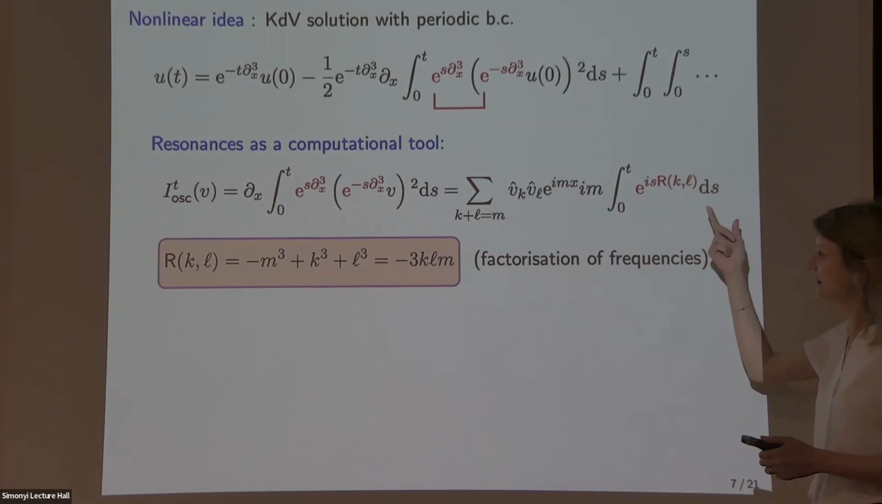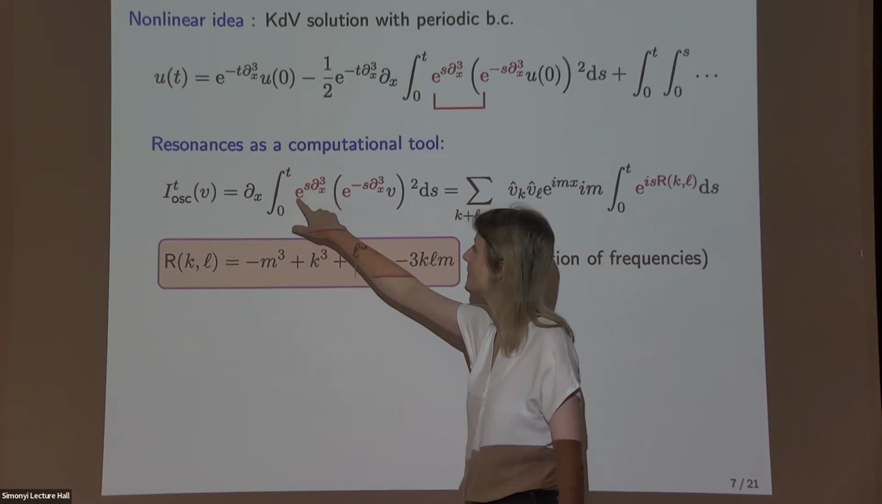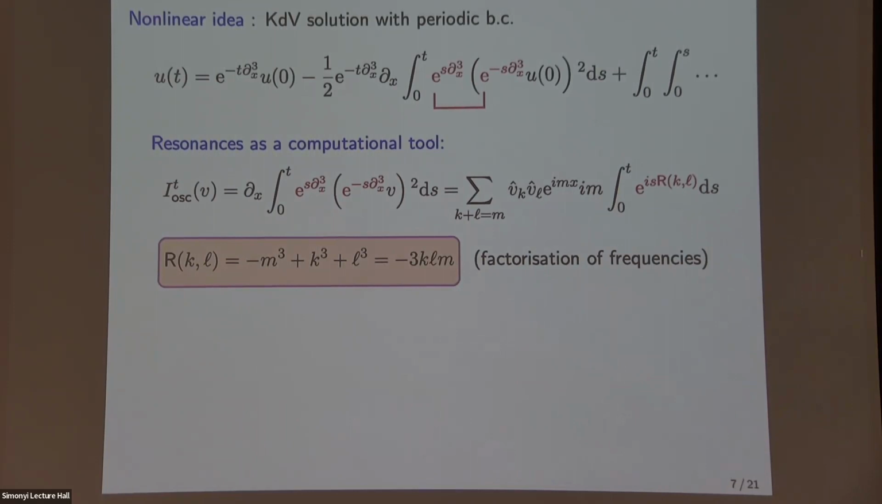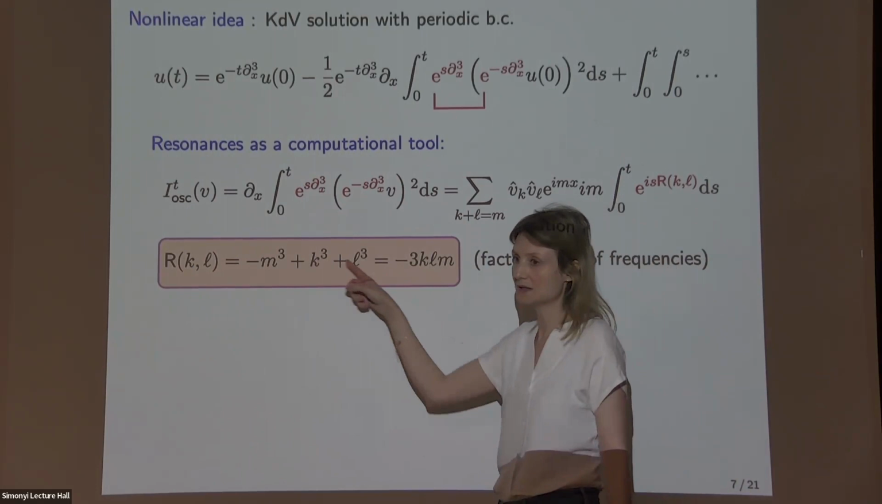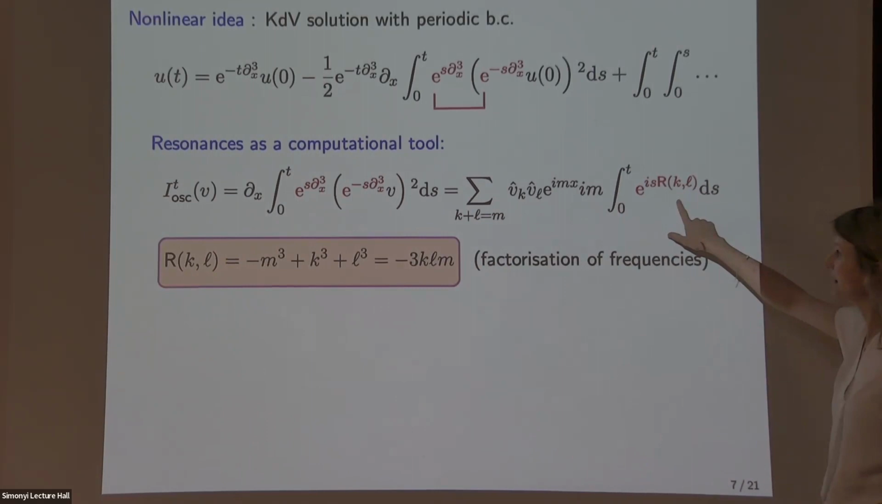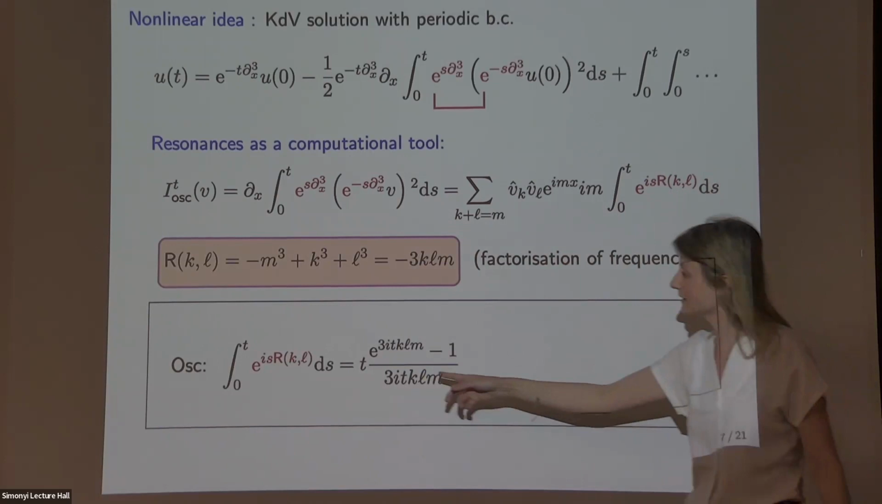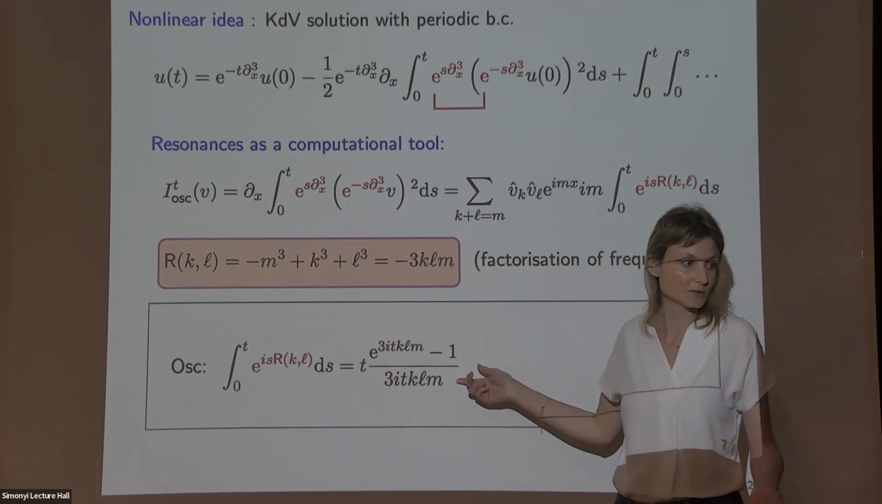And for the KdV equation, what you see is that you have a minus m cubed, this comes from the operator acting on the full nonlinearity, then you have a k cubed and an l cubed because of this quadratic nonlinearity and the flows acting on the functions. And then what you can simply do, and this is somehow the miracle for us numerically, is that these frequency interactions factorize. So you can just put this into your resonances, and then you can simply solve the integral exactly. So with this oscillatory integral, we can solve the oscillations exactly and just write them down. And this will be exactly what we embed in our scheme. Okay, so we do not do any approximation.